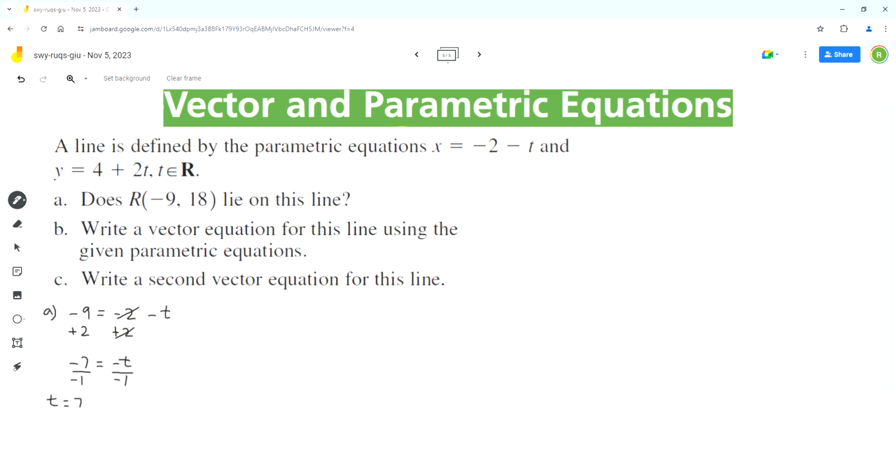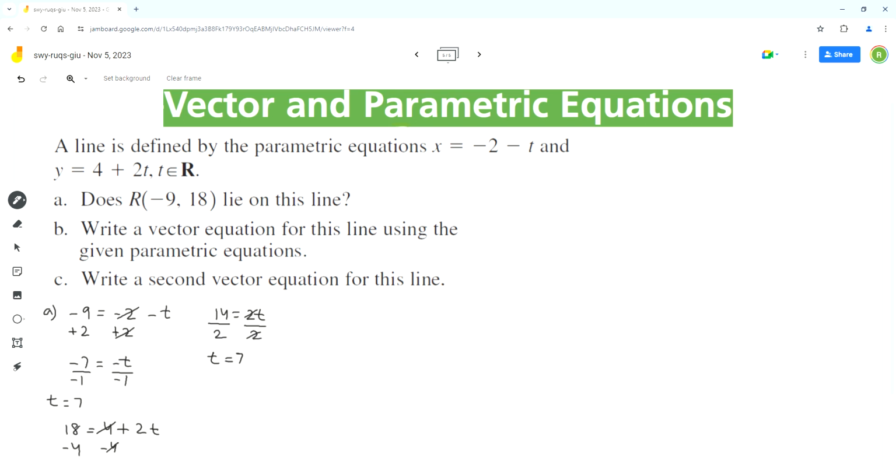Now we can do the same analysis for the y equation. We should sub in y as 18. So we should subtract 4 from both sides. So I get, now we can divide both sides by 2. So I get t equals 7.